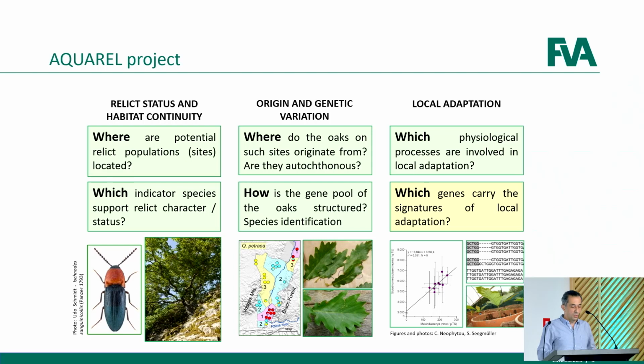We first address the question where we have such potential relict stands of oaks. We compared many databases about habitats, Natura 2000 and other protected areas. Then we investigated fauna and flora, mainly saproxylic beetles, which function as indicators of habitat continuity, or mosses and lichens, which often indicate lack of disturbance.